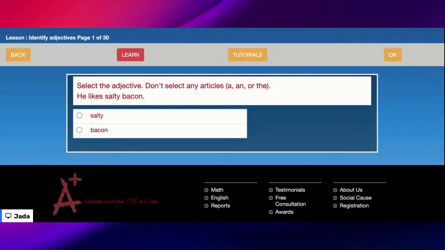Okay, so first question from the test. Select the adjective, don't select the articles. He likes salty bacon. So now, what will be the adjective here? Option one, salty. Okay, all right. So this answers the question, what kind? Because if we say what kind of bacon does he like, it's salty. All right. Good.